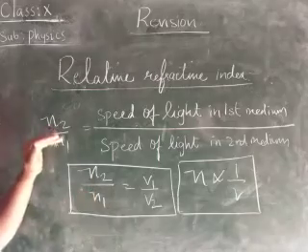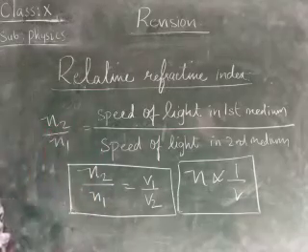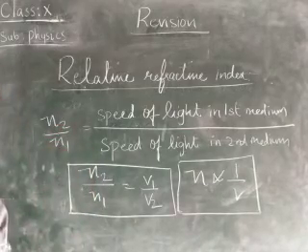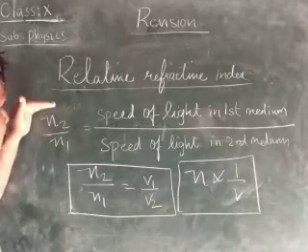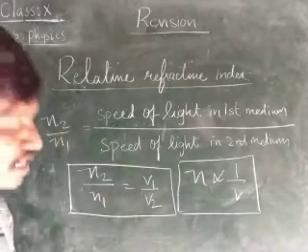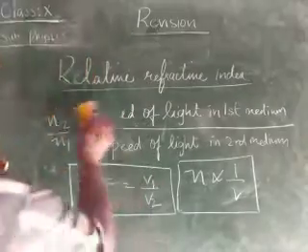And here n2 by n1 means the refractive index of the second medium to the first medium. n2 is the refractive index of the second medium and n1 is the refractive index of the first medium. As we have the relation between these two, we call this the relative refractive index. From this we get the laws of refraction.